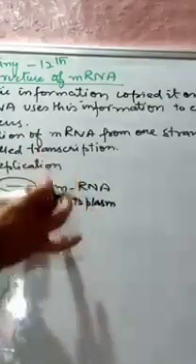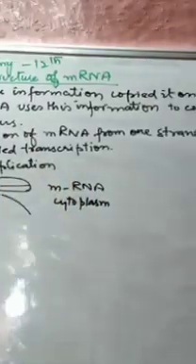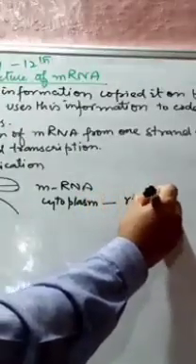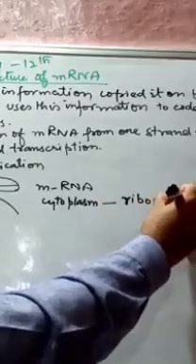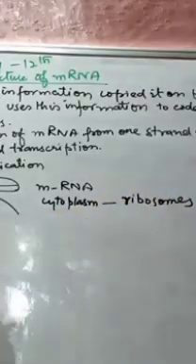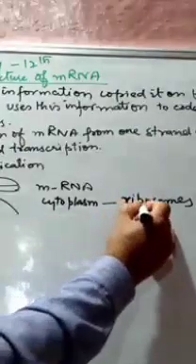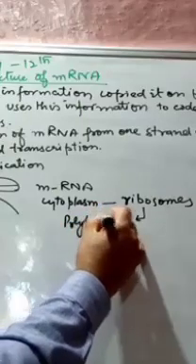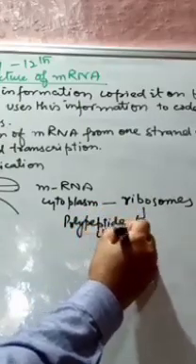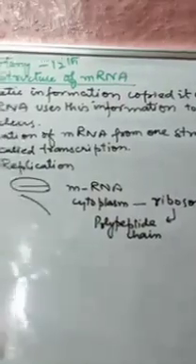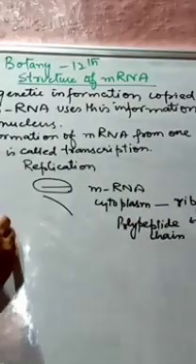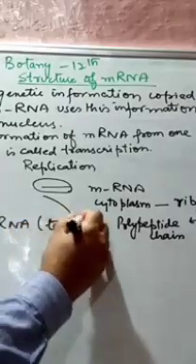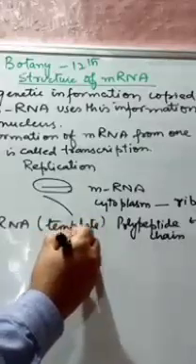From the nucleus, this mRNA is shifted to the cytoplasm, and in the cytoplasm it combines with the ribosomes to form the polypeptide chain. So this mRNA, simply, it acts as a template. It acts as a guide.